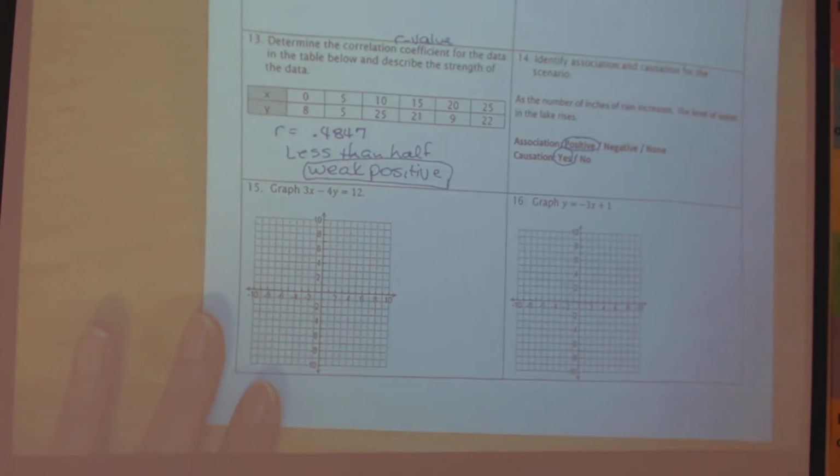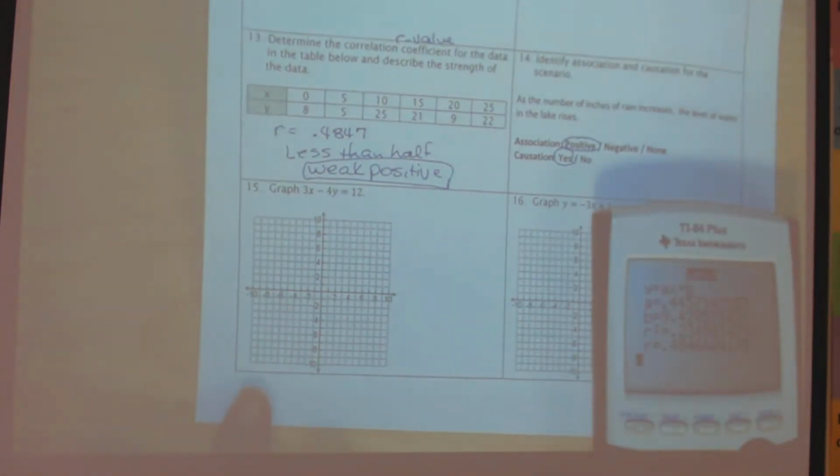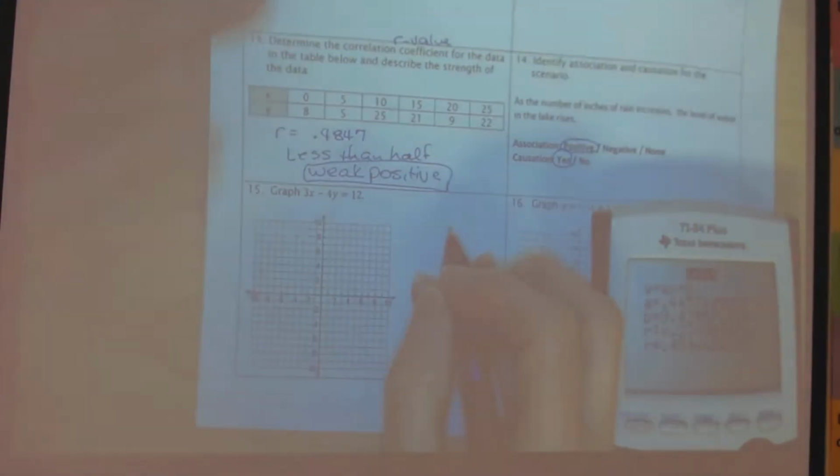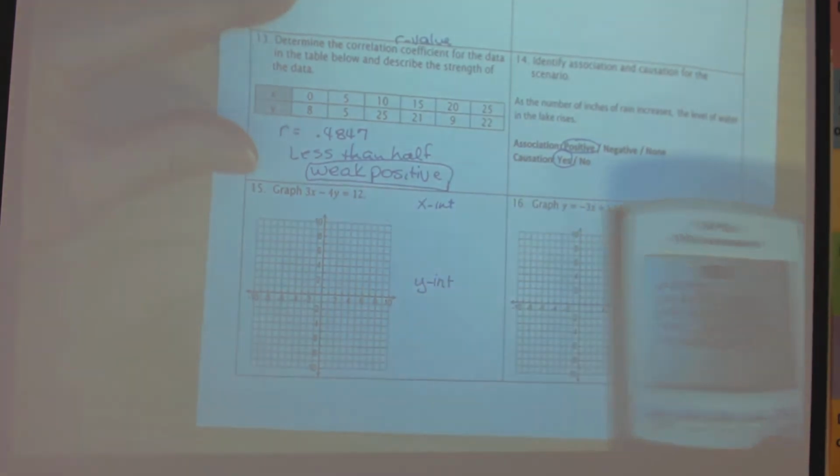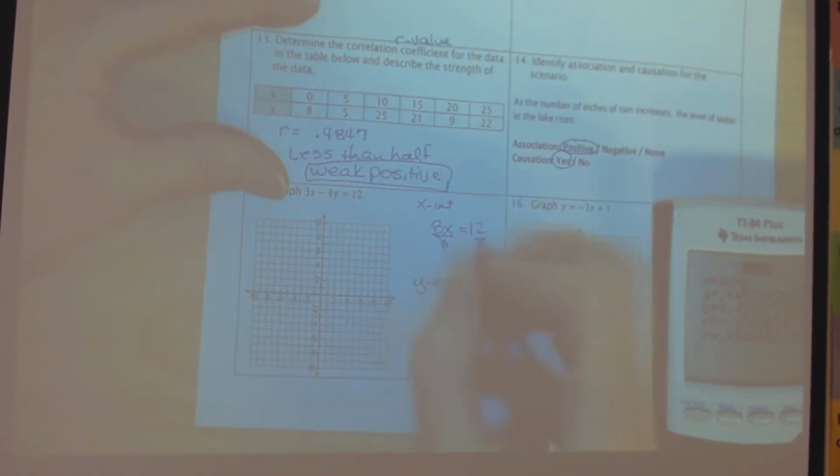For number 15, they are asking us to graph this equation. It is given to us in standard form, so we should find the x-intercept and we should find the y-intercept and use those to graph. To get the x-intercept, we're going to cover up the y term and we'll solve the resulting equation of 3x equals 12. Divide both sides by 3 and x equals 4. So we have an x-intercept of 4.